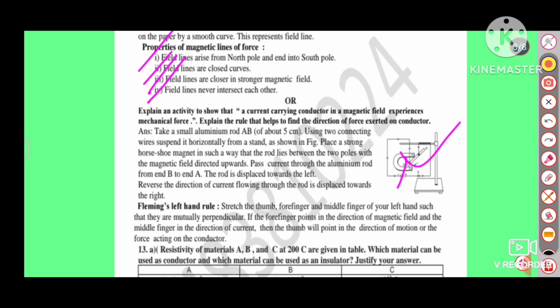Fleming's left hand rule: stretch the thumb, forefinger and middle finger of your left hand such that they are mutually perpendicular. If the forefinger points in the direction of the magnetic field and the middle finger in the direction of current, then the thumb will point in the direction of motion or the force acting on the conductor.